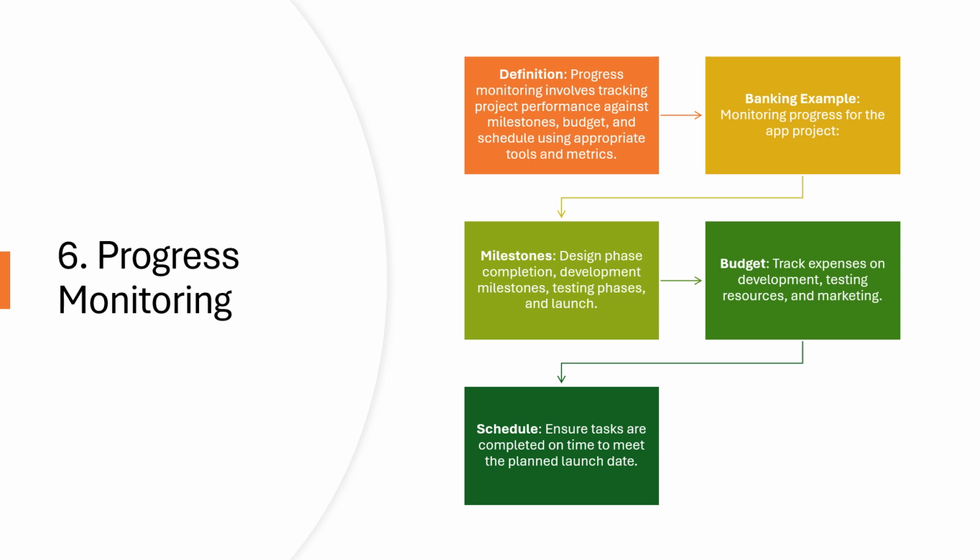And the last one is very, very important: schedule. Ensure tasks are completed on time to meet the planned launch date. If you have defined a schedule date for development, design, and testing, we need to make sure that we meet that deadline. Otherwise your project will be delayed, and you need to pay extra cost to launch your product. And again, you need to get approval from the stakeholders, your team members, and project management. First they'll give approval for the extra cost, then you can deliver the product. That's the reason progress monitoring is a very, very important thing to deliver any product.